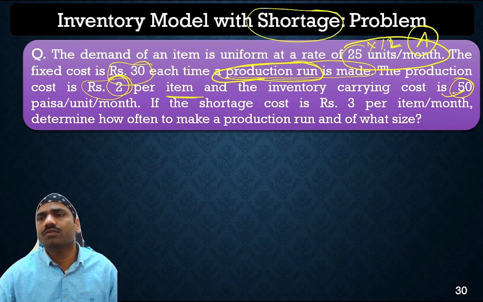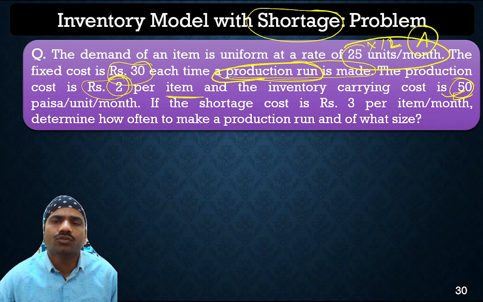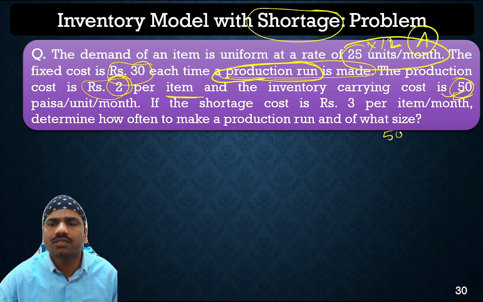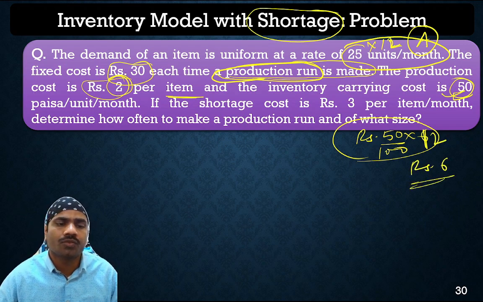We'll convert this CI into per year, so we'll multiply by 12. To convert paisa into rupees, you have to divide by 100. So 50 paisa divided by 100, multiplied by 12, gives you 6 rupees. So 6 rupees is the inventory carrying cost per year.